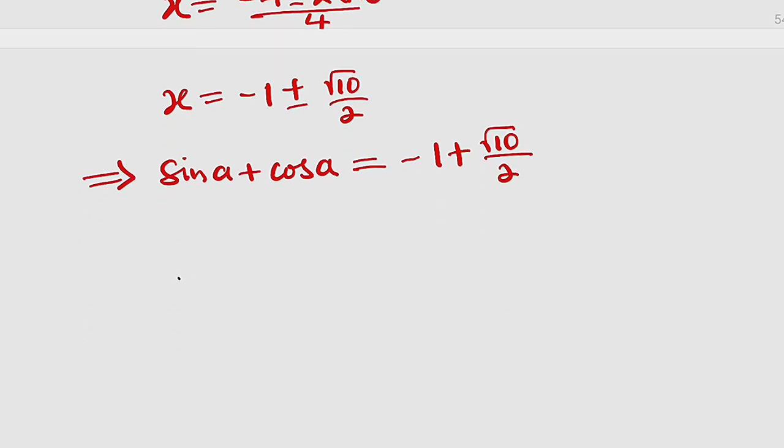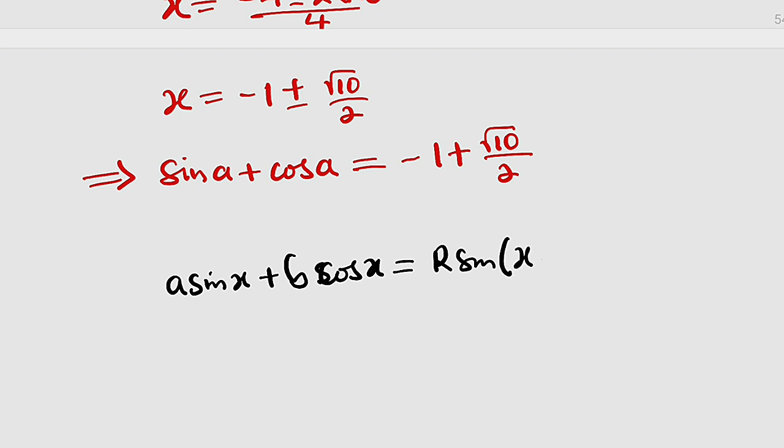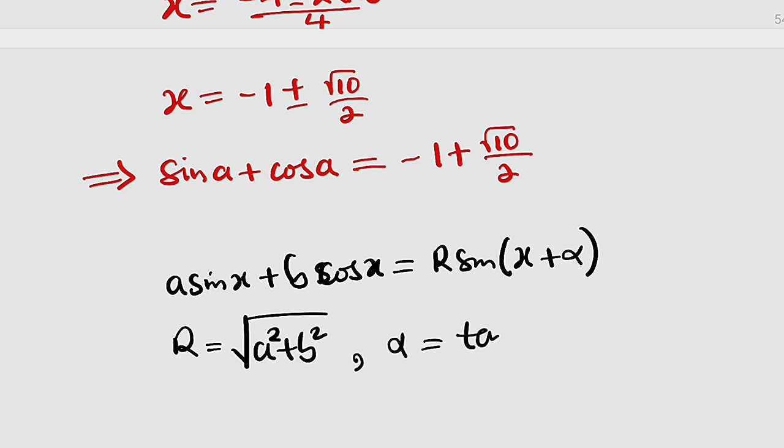Remember, if you have A sine x plus B cosine x, this is equal to R sine of x plus alpha, for which R here is equal to what? The square root of A squared plus B squared. And alpha is equal to tan inverse of B divided by A. But remember, in our situation, both A and B are equal to 1. Those are the coefficients. They're all equal to 1, right?